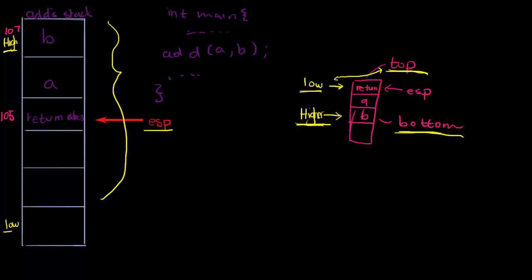Let's say we push another thing onto the stack. Let's call it C. Let's say when we're inside of the add function, we push this variable C. So what's going to happen is ESP won't be there anymore, but ESP will be here.